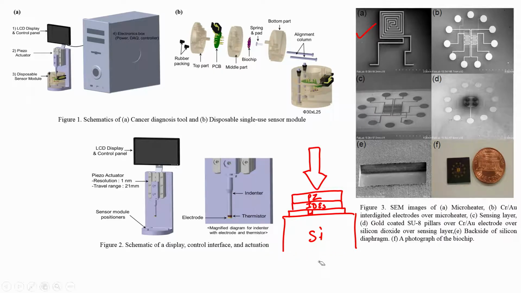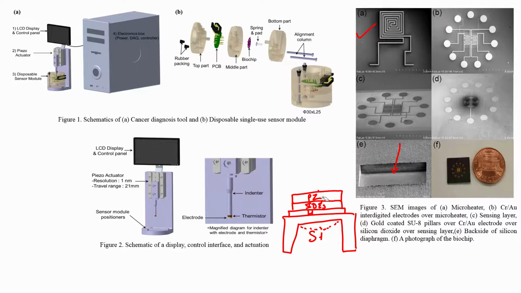That is why I can now create a diaphragm, and this is the diaphragm you can see here. The diaphragm is created so that when I apply a force, this diaphragm will bend, and when it bends there is a strain in the piezoresistor, and thus there is a change in the resistance. So this is the point.